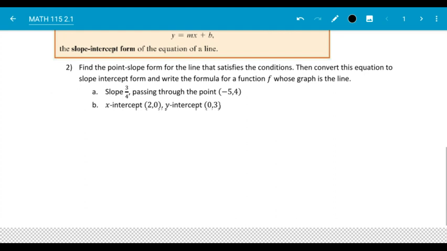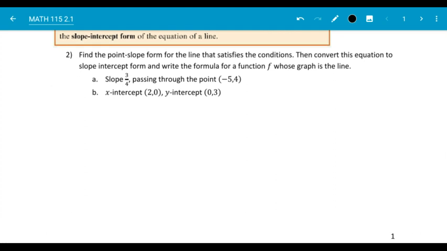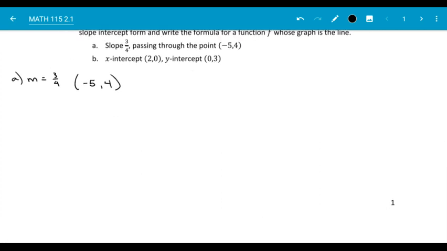So we're going to start with point-slope form, and then we're going to solve for y, basically is all we're doing here. So in part A, they tell us our slope is 3/4 and the point is (-5, 4). So we have y minus something equals our slope times x minus something. The y value they gave us was 4, the x value they gave us was -5, and the slope that they gave us was 3/4.